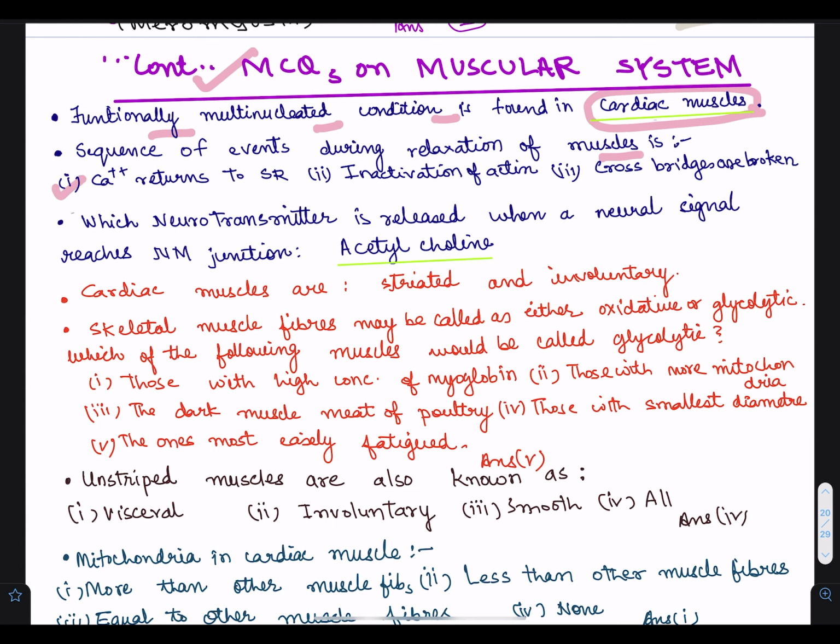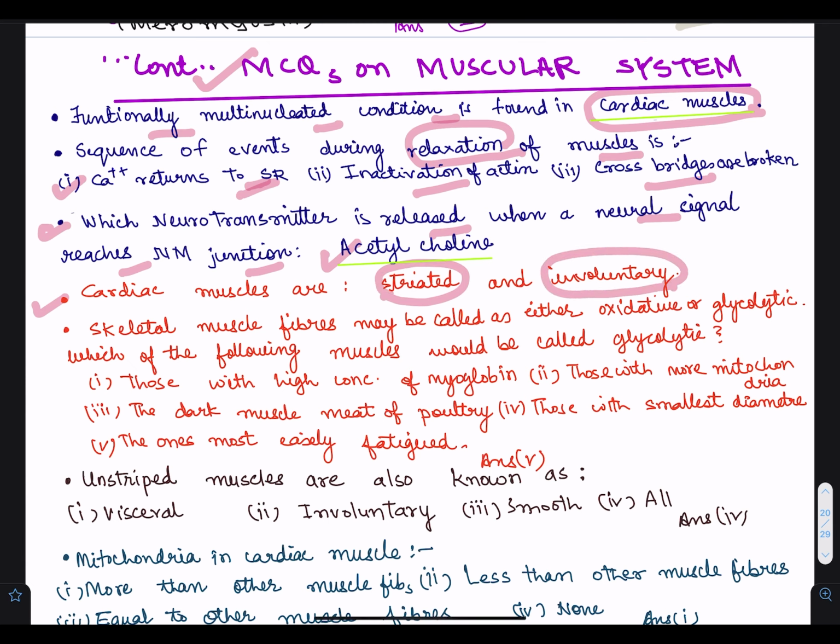First of all, the calcium will return to the sarcoplasmic reticulum. They are asking about the relaxation of muscle, not contraction. Then there will be inactivation of actin, and lastly the cross bridges will be broken. Next question, which neurotransmitter is released when a neural signal reaches neuromuscular junction? The answer is acetylcholine. Next, cardiac muscles are, so we have to click it as striated and involuntary.